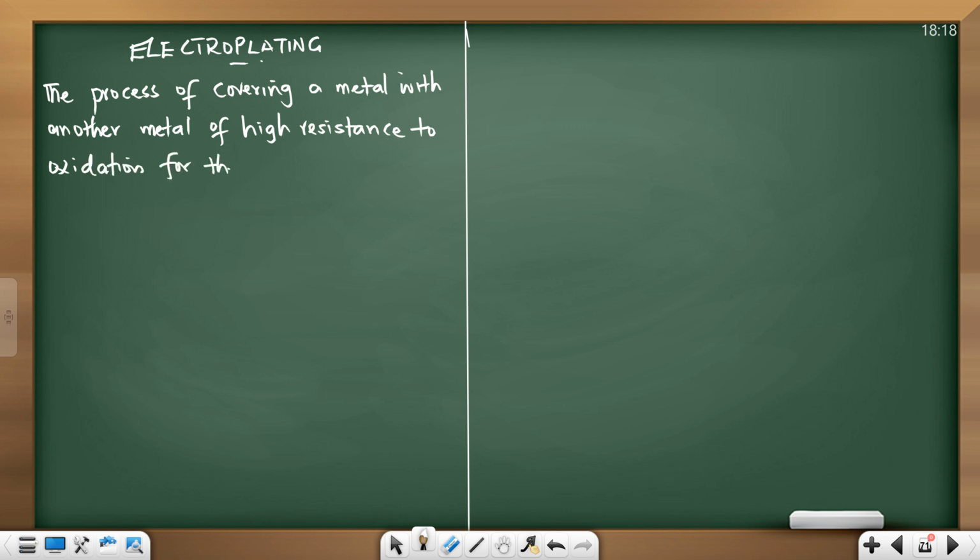For the purpose of: 1. Protection from rust. Rust is basically oxidation. When something is rusted, we say it's oxidized. Number 2, for appearance, better appearance.